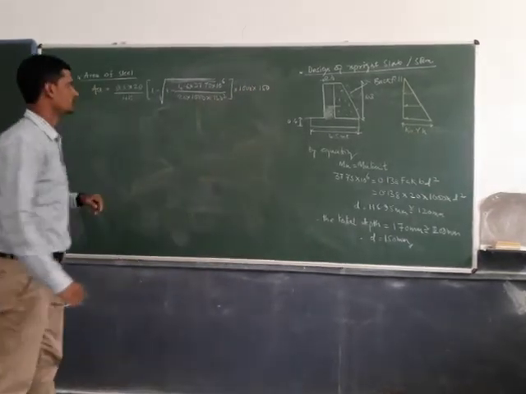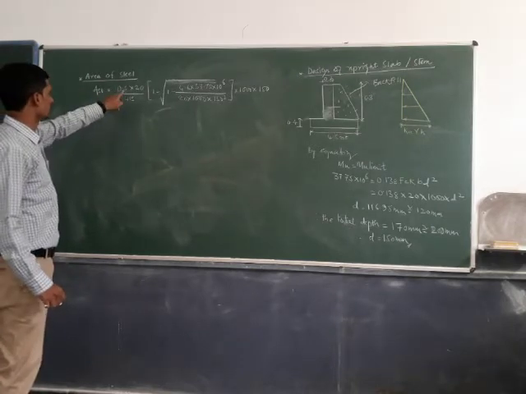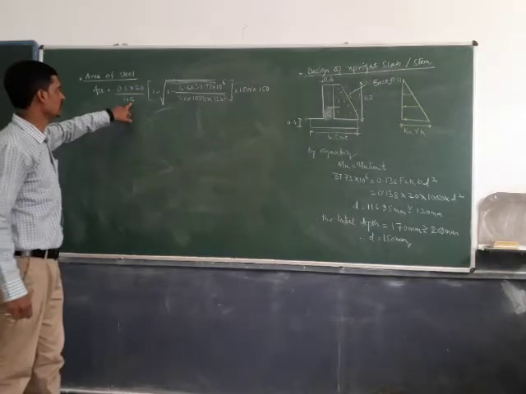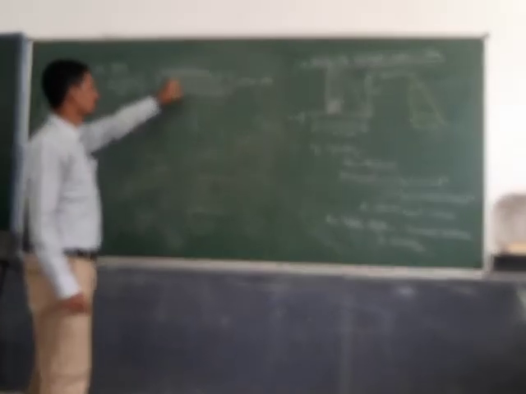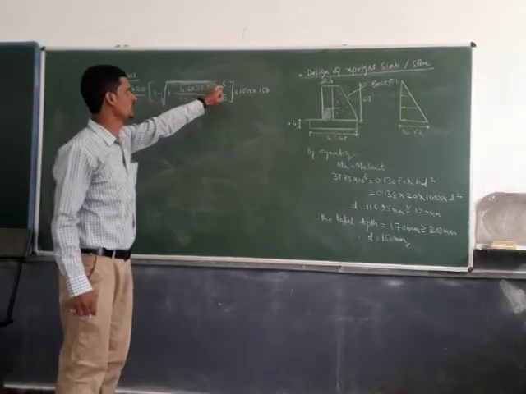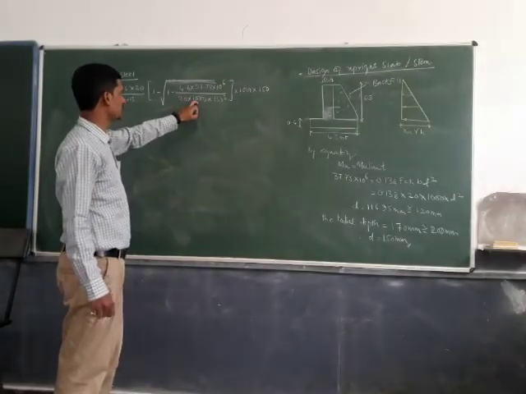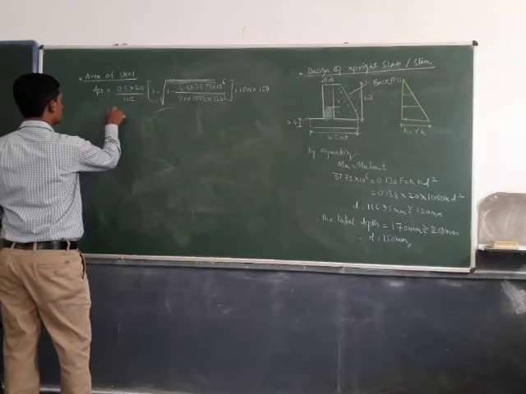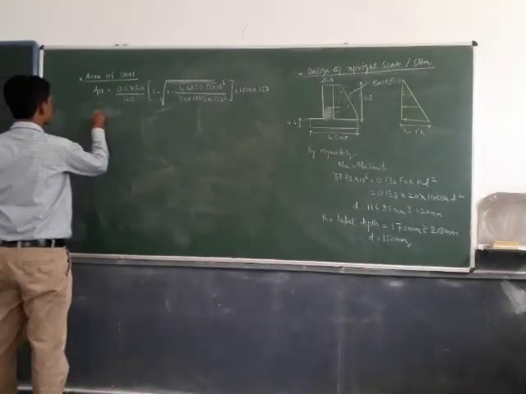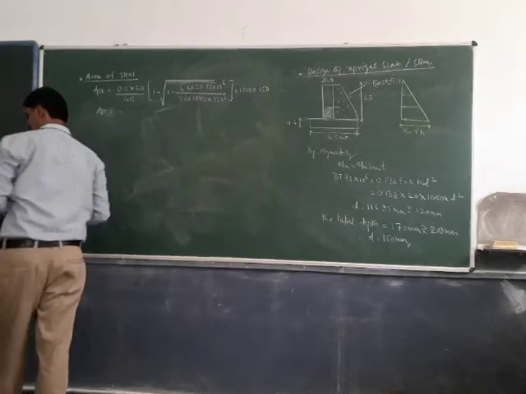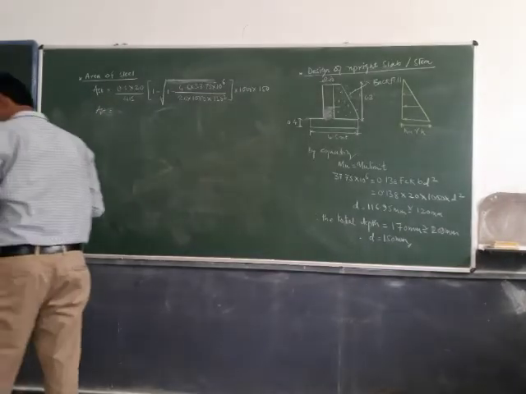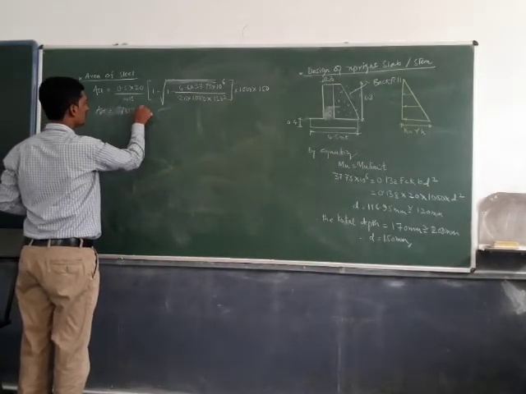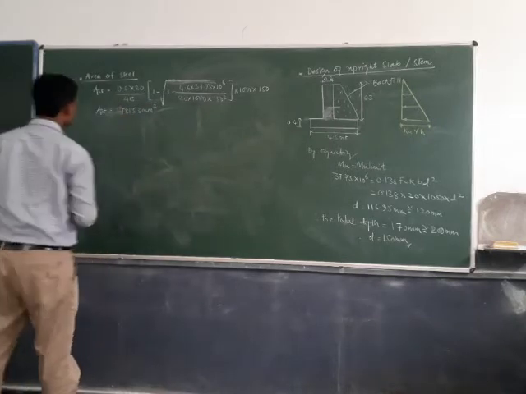Okay, so let us look once again. 0.5 fck, fck is 20, upon fy 415 into bracket of 1 minus square root of 1 minus 4.6 Mu, Mu is 37.75 into 10 to the power 6 divided by fck b d square, b is 1000, d is 150, into b into d. So by this we get Ast, the area of steel, as 781.53 mm square.